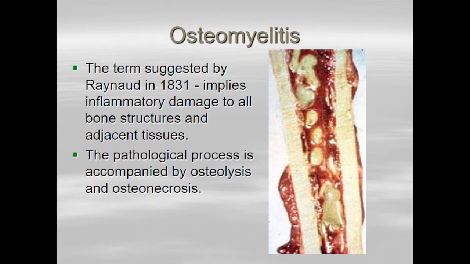This finishes the first half of the lecture, tuberculosis. Next, osteomyelitis. The term was suggested by Renaud in 1831 and implies inflammatory damage to all bone structures and adjacent tissues. The pathological process is accompanied by osteolysis and osteonecrosis.